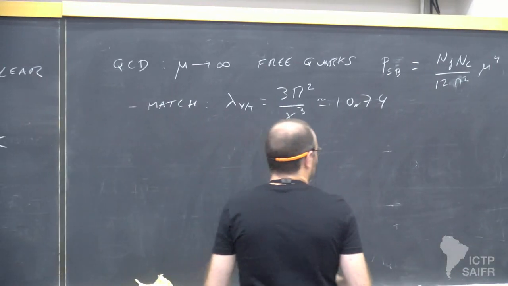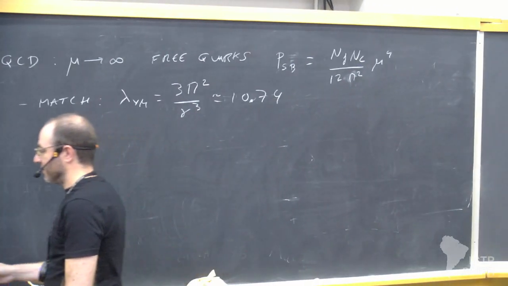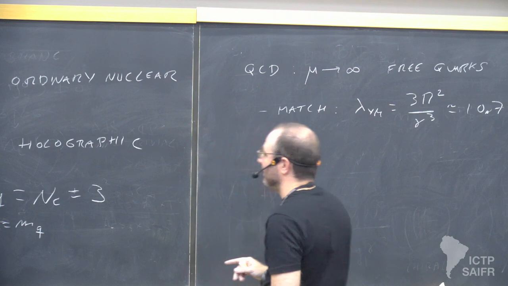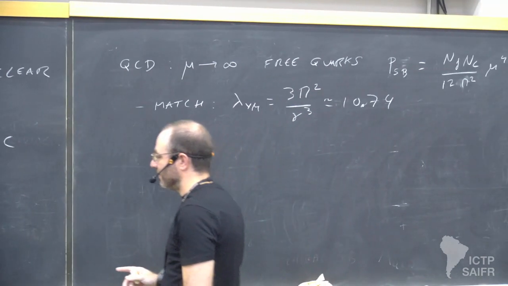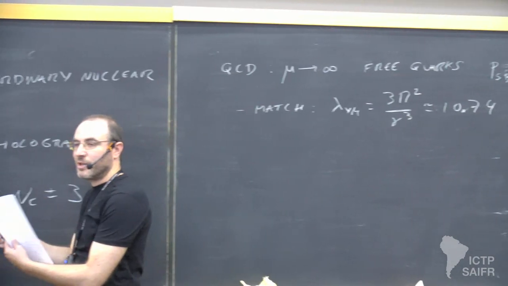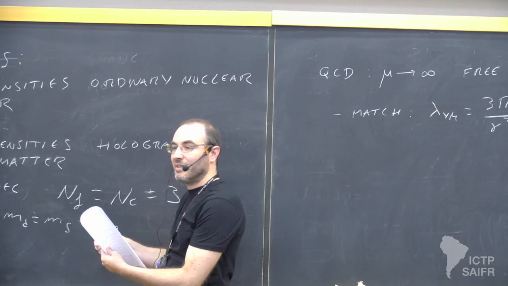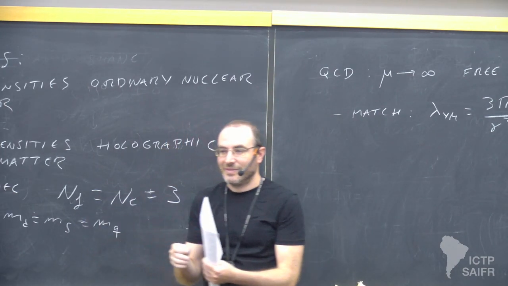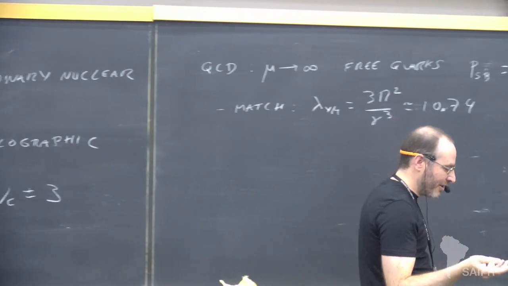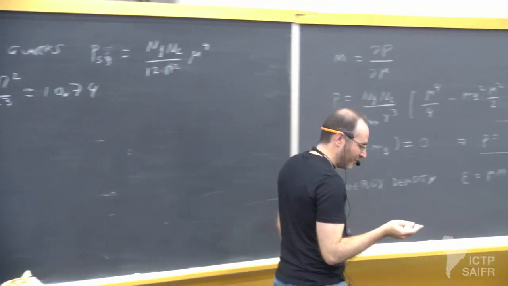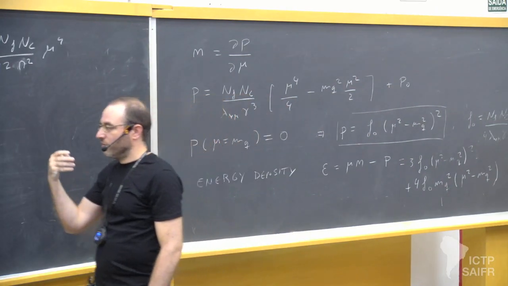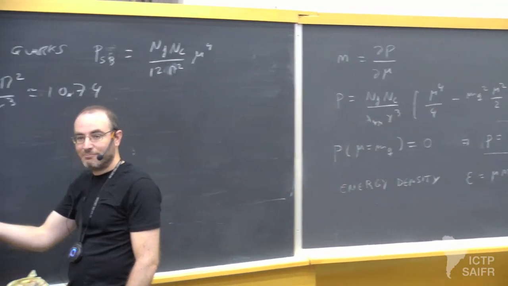And finally, we have to decide what this mass is. In the holographic model, I told you that the mass in the zero temperature case is just given by the energy of a string between the D3 and the D7. A way to think of this is that when you introduce a physical quark in the system, it costs you this energy to have it, right?